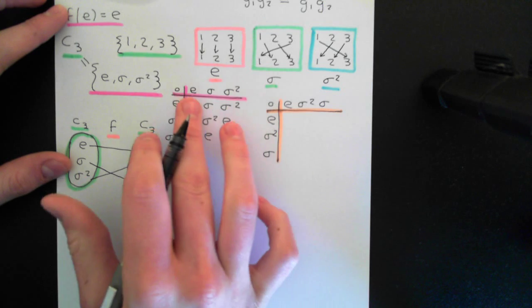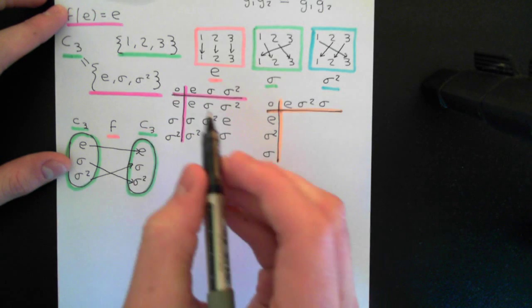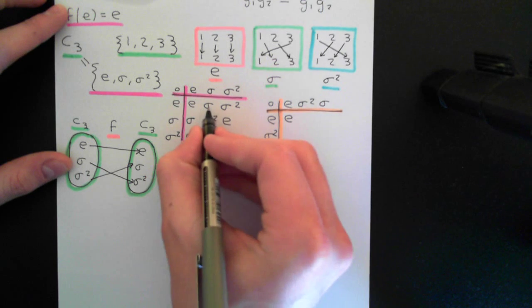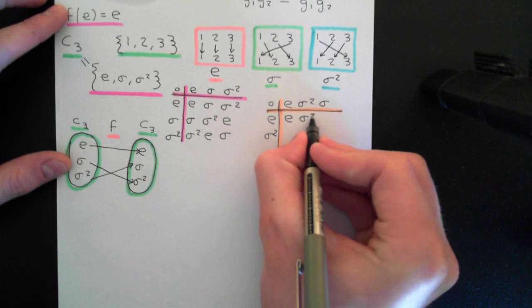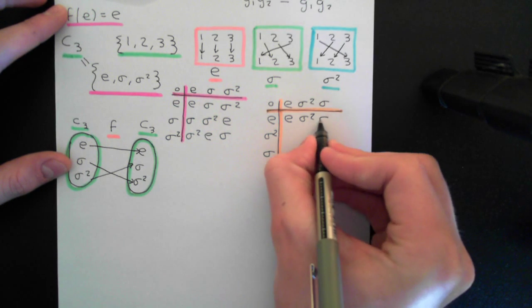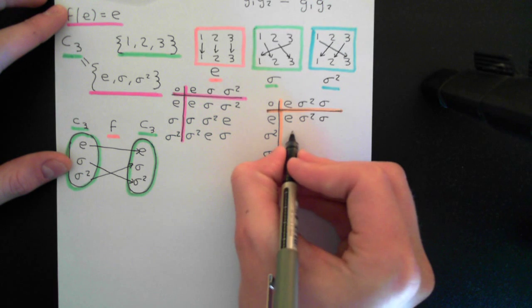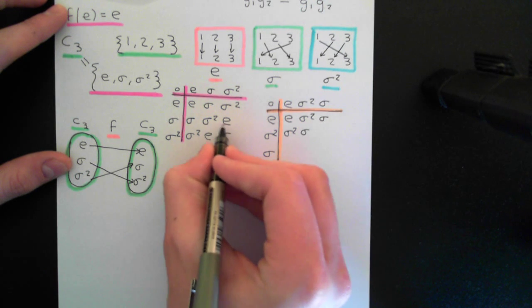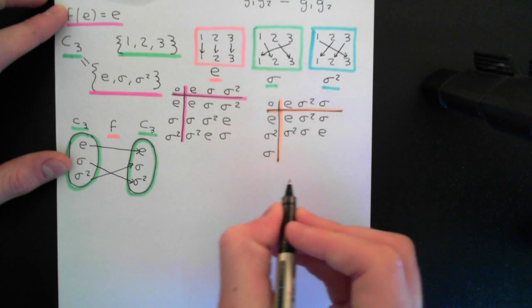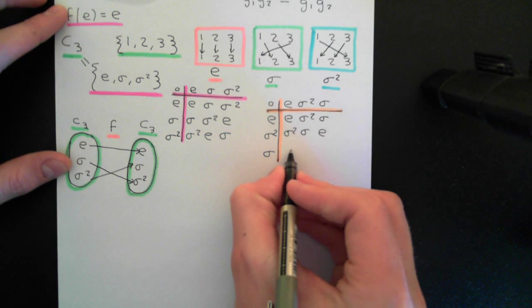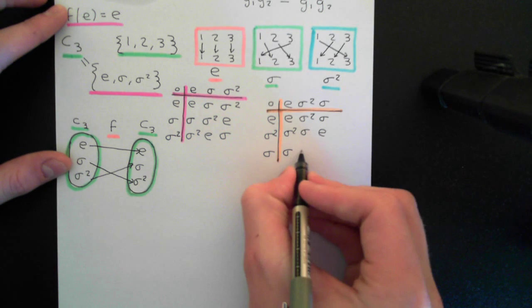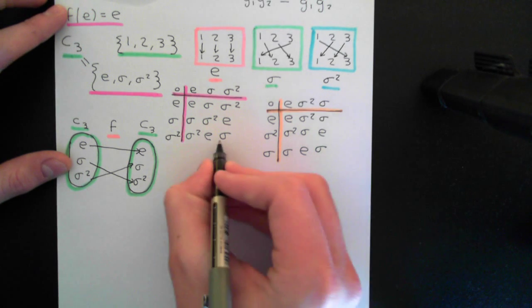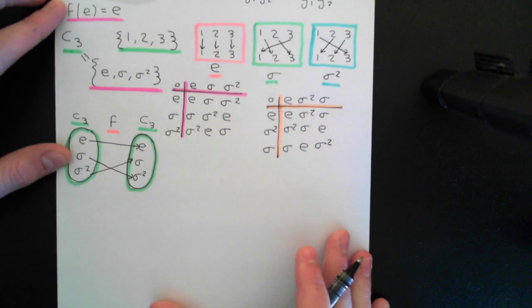Now I have to go through and relabel these portions as well. So the identity, I'll relabel as the identity. Sigma, I'll relabel as sigma squared. Sigma squared, I'll relabel as sigma. Sigma, I'll relabel as sigma squared. Sigma squared, I'll relabel as sigma. The identity, I'll relabel as the identity. Sigma squared, I'll relabel as sigma. The identity, I'll relabel as the identity. And sigma here, I'll relabel as sigma squared.